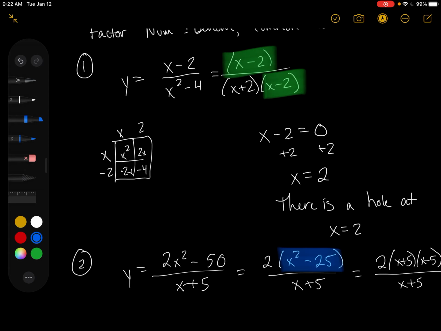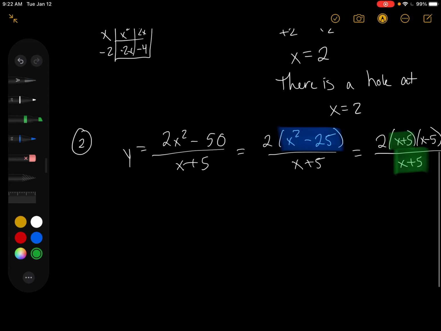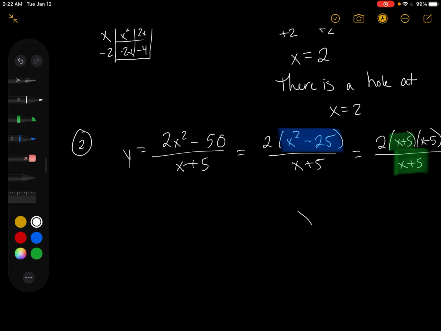Well, where are the common factors? We have x plus 5 here. So we would take that and set that equal to 0, subtract on both sides, and we'll get x equals minus 5, and then we can say again, there is a hole at x equals minus 5.